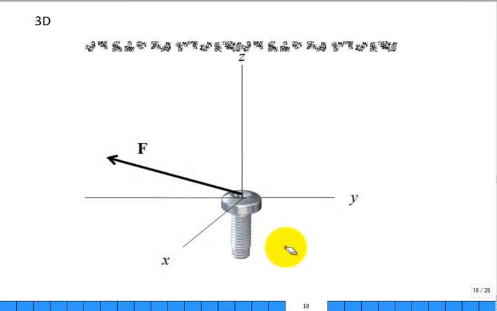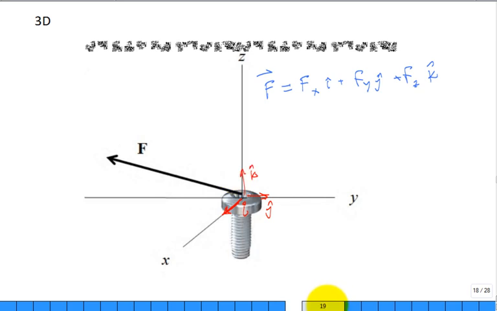All right. There's a screw, and then you have a force applied to the head of the screw. Something like that. And we want to be able to express this force in Cartesian vector form. So you say F is equal to F in the X i, F in the Y j, F in the Z k. True? What is i? A little unit vector in the positive X. What is j? A little unit vector in the Y direction. What is k? A little unit vector in the Z direction.